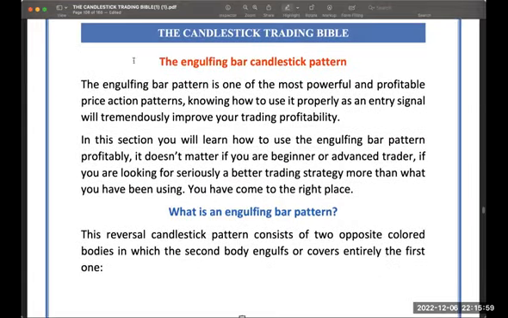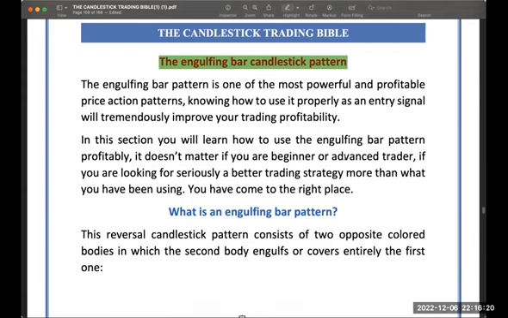So we're now going to talk about the engulfing bar candlestick pattern. The engulfing bar pattern is one of the most powerful and profitable price action patterns. Knowing how to use it properly as an entry signal will tremendously improve your trading profitability. In this section, you will learn how to use the engulfing bar pattern profitably.